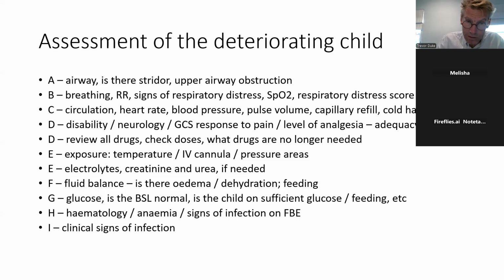E for electrolytes, creatinine, urea if needed. F for fluid balance. Is there edema, dehydration? Think about feeding. G for glucose. Is the blood sugar normal? H for hematology. Are there signs of anemia or signs of infection on the full blood count? I for clinical signs of infection. You don't need to go through the whole alphabet, but it's useful to have a systematic approach to a child on a ward round. When you're at a MET call, it's usually just, can you identify signs of deterioration, and then analysis of what you need to do about it.